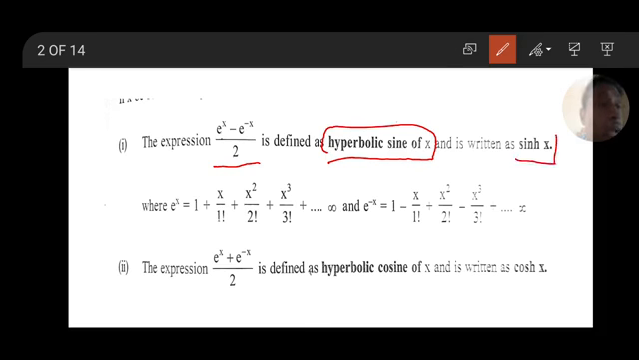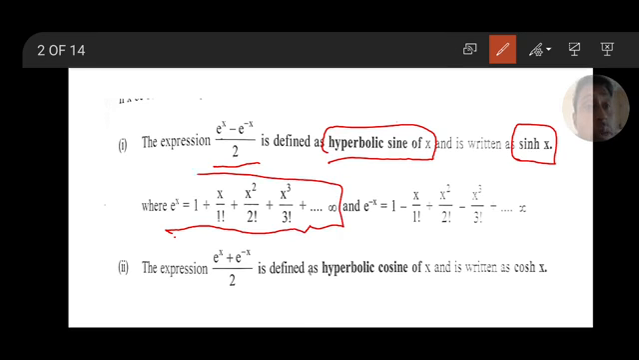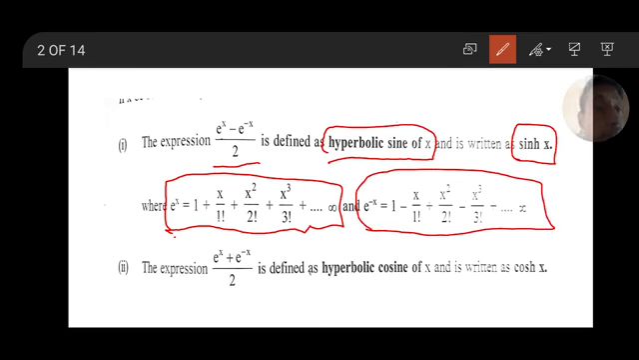It is denoted by sin h of x, where e to the power of x, in the first unit we discussed. e to the power of x equal to 1 plus x by 1 factorial plus x square by 2 factorial plus x cube by 3 factorial plus dash dash to infinity. e to the power of minus x equal to 1 minus x by 1 factorial plus x square by 2 factorial minus x cube by 3 factorial plus dash dash to infinity. Means odd powers of x become negative, remaining are positive.